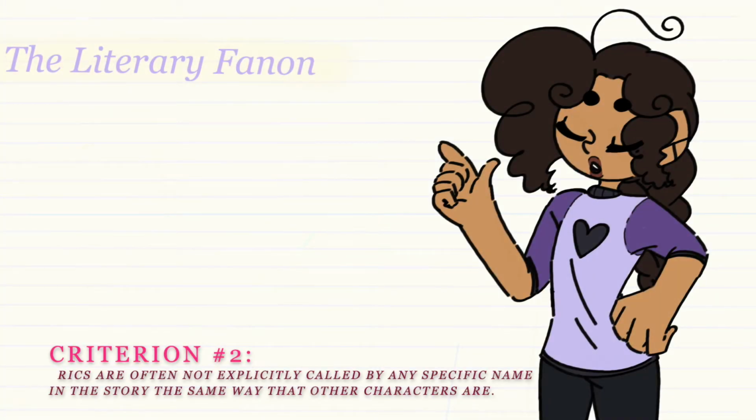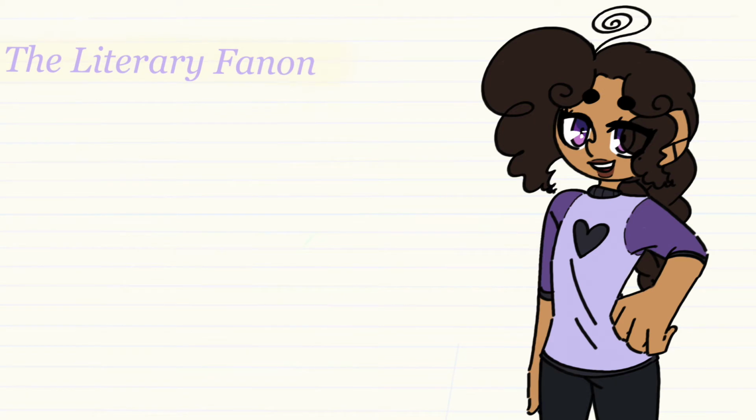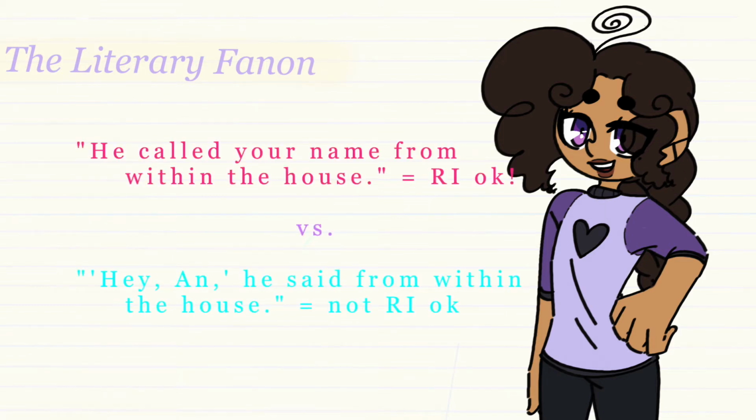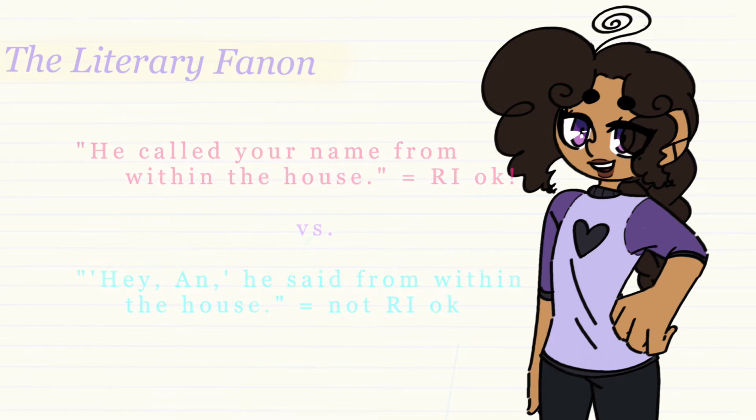Criterion 2. RICs are often not explicitly called by any specific name in the story the same way other characters are. While some stories get around this challenge by establishing nicknames for the RIC or describing it instead as a narrative action, a line like, "He called your name from within the house," instead of having the line, "Hey Anne," he said from within the house.